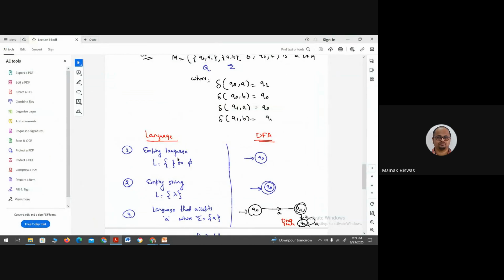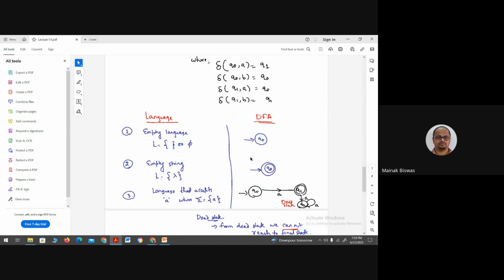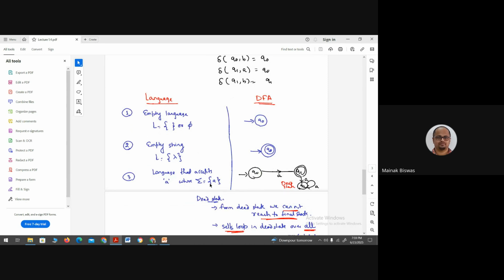Now, when you say an empty language, L is equal to empty set, that doesn't contain any string, then it remains in the initial state only, right? When you're talking about the empty string, that means the language can accept the empty string, and the initial state goes directly to the final state. Now, for a language that accepts only a, where sigma is equal to {a}, Q naught on a goes to Q1. But it only accepts a, so it cannot accept more than one a. If it gets more than one a, it goes to Q2, and then it loops there.